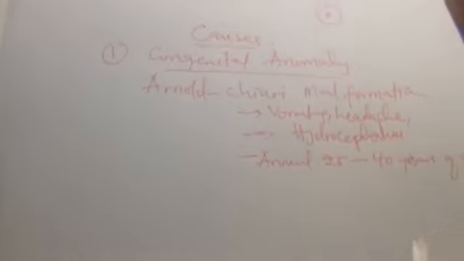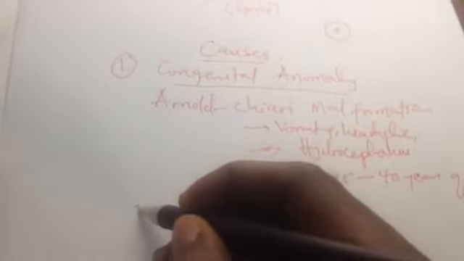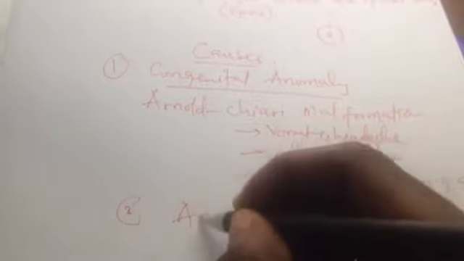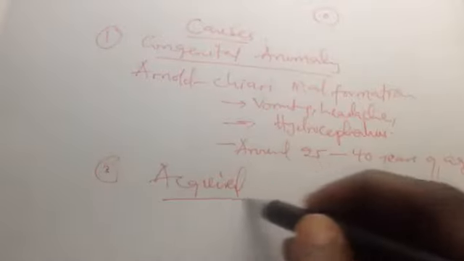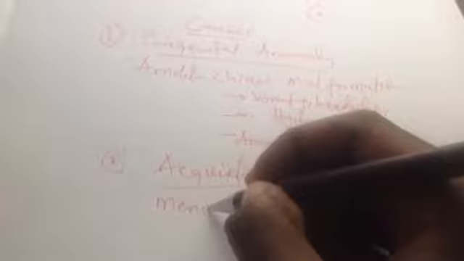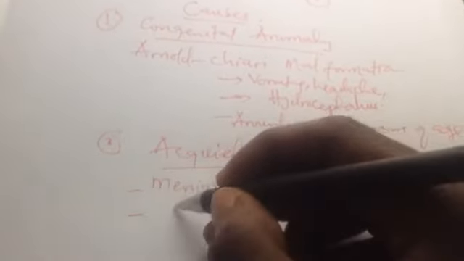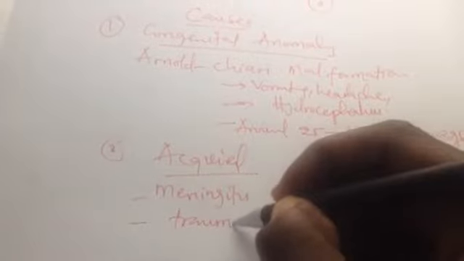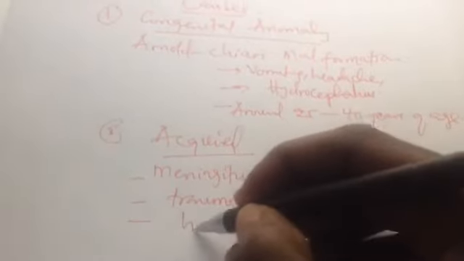The next cause is acquired. If we have congenital, we also have acquired. The acquired causes are due to complications of meningitis, trauma, and hemorrhage.